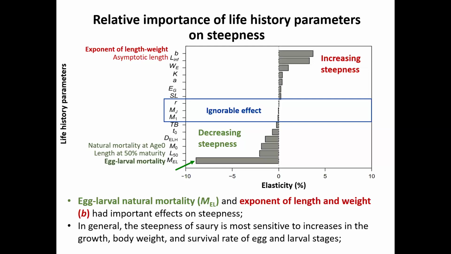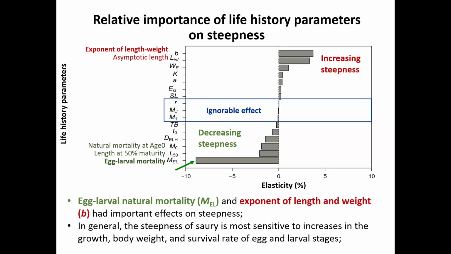So according to this result, we can see that the natural mortality as H0, the maturity, and the egg mortality could decrease the thinness. And the natural mortality for the juvenile and the egg one, the effects are very small, so it's an ignorable effect. But some growth parameters like the length-weight relationship and the infinity have an increasing effect on the thinness.